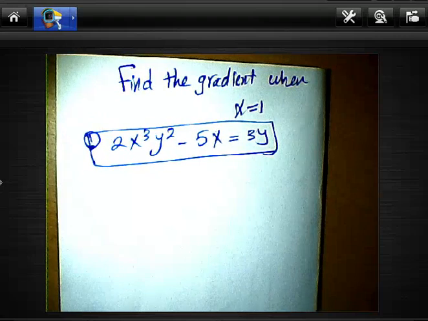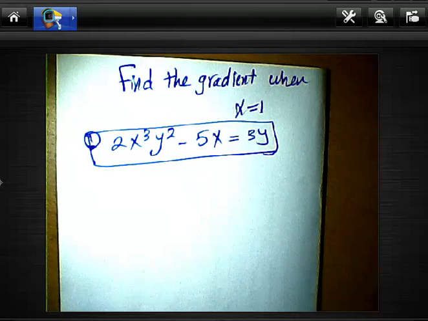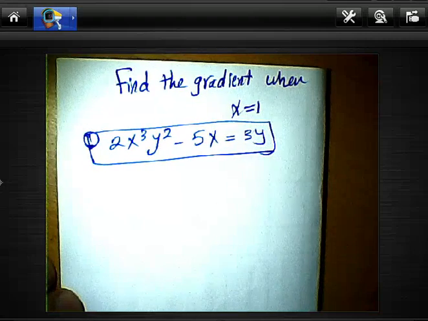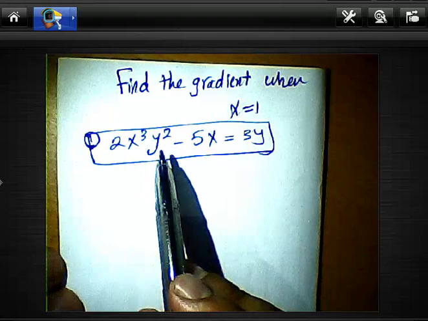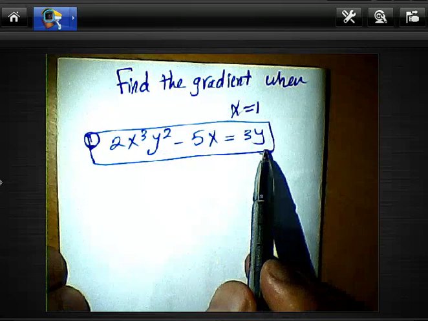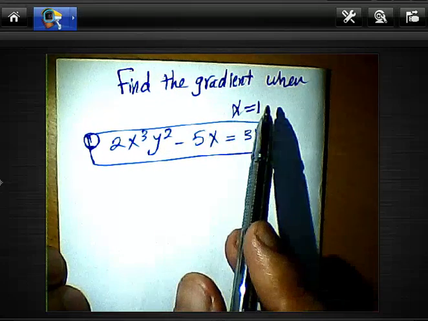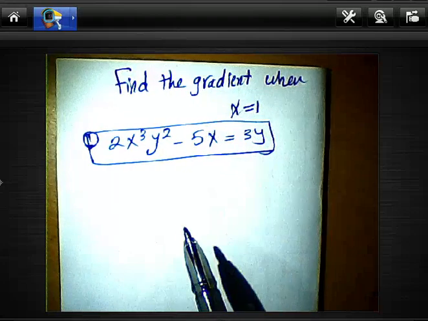Hello everybody, now we will focus on a lot of questions about derivatives, and in this video we'll solve a lot of questions about the gradient. Find the gradient when x equals a number. In this example, 2x^3 y^2 - 5x = 3y. We want to find the gradient when x equals 1.